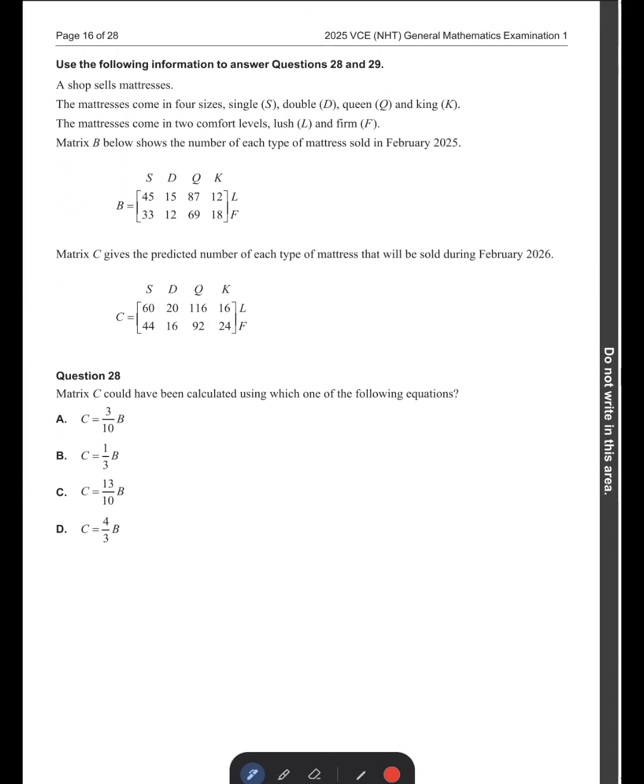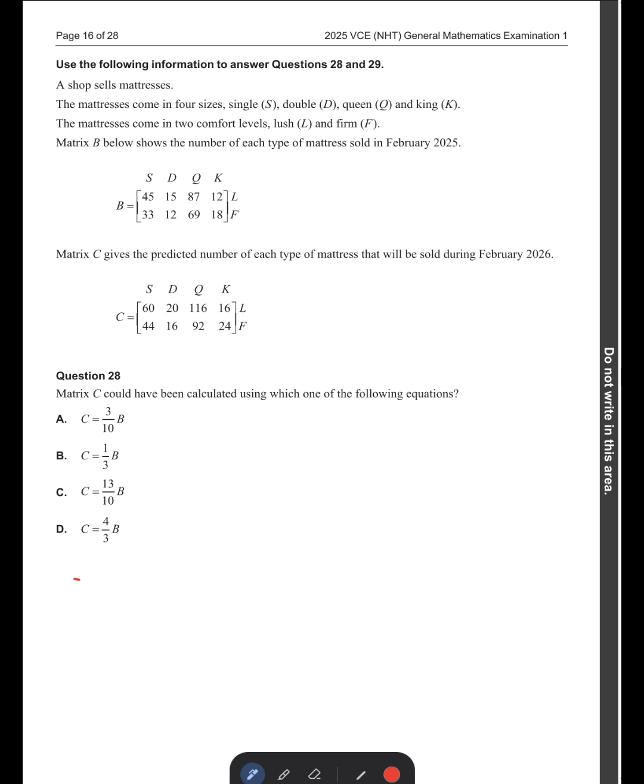Okay, use the following information for questions 28 and 29. A shop sells mattresses. The mattresses come in 4 sizes. The mattresses come in 2 comfort levels. And it shows the type of mattress. So matrix C gives the predicted number of each type of mattress that will be sold during February 2026. So we've got lush, firm, and then the different sizes along the top. So matrix C could have been calculated using which of the following equations?